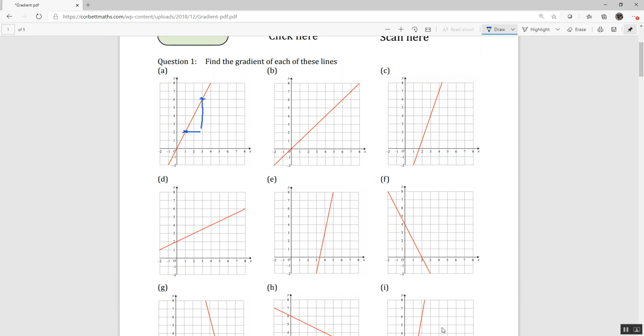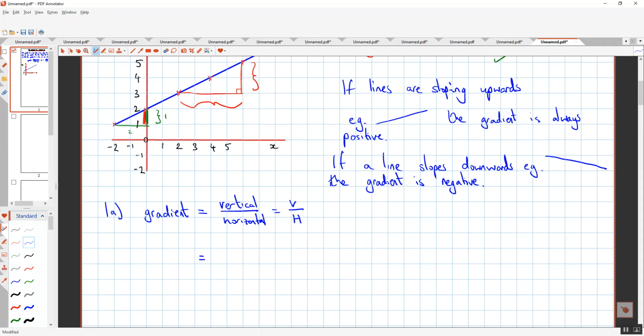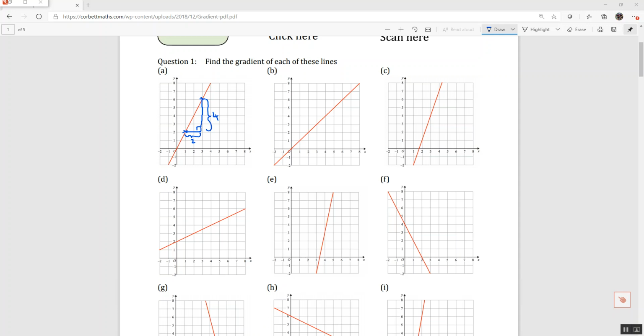So then you're going to make your triangle. What is the vertical distance? 4. What's the horizontal distance? 2. And our gradient is equal to then vertical, which is 4, over horizontal, which is 2. And we get an answer of 2. Is the line sloping upwards or downwards? Upwards, so that means it has to be positive, okay? So that's how I want us to set it out, okay?